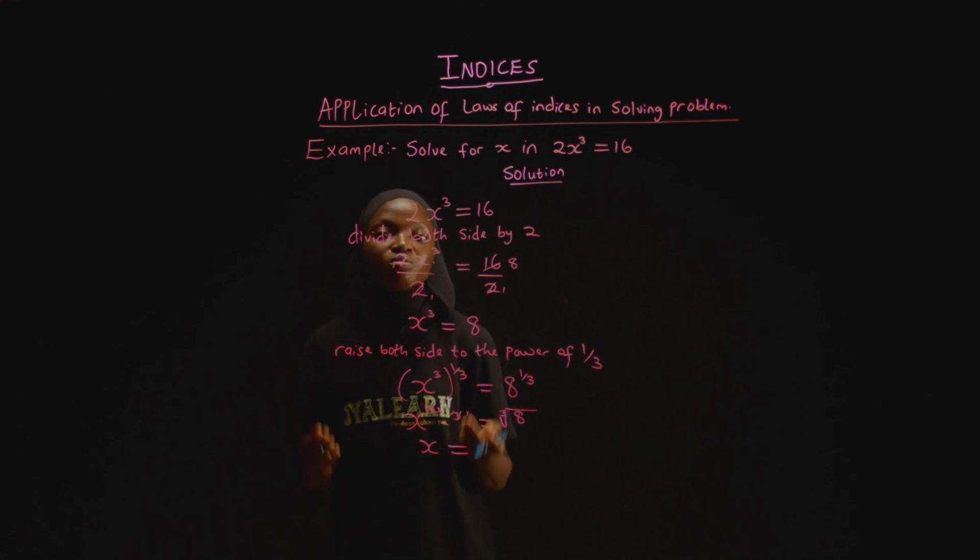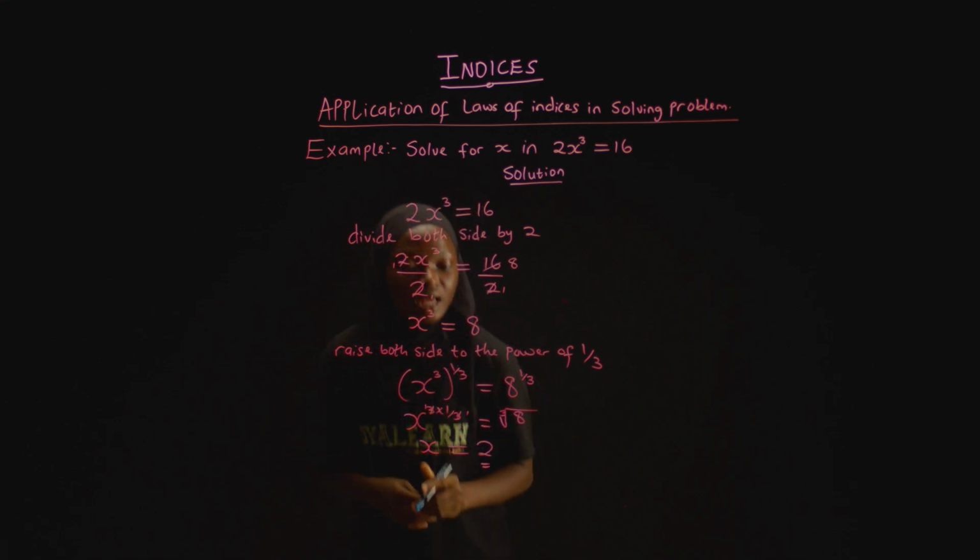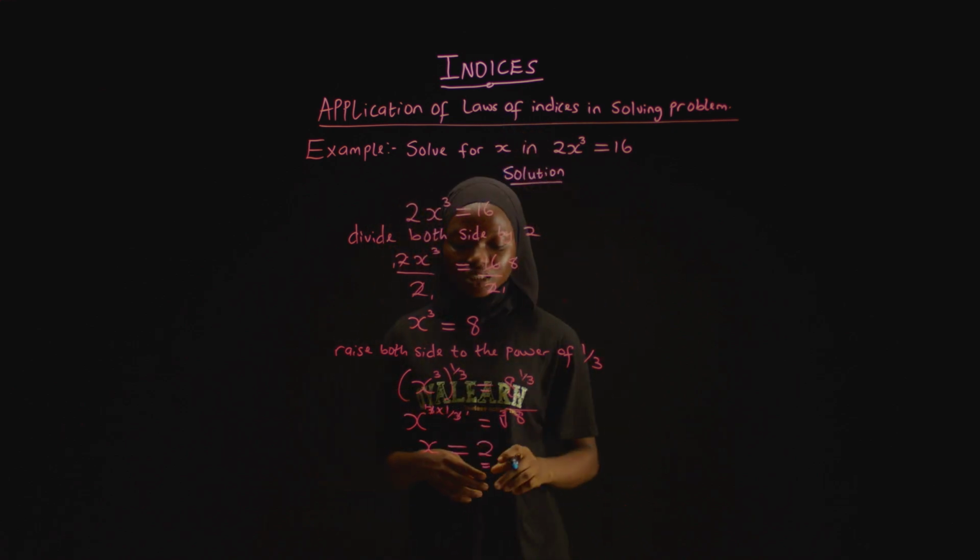A number so that when you multiply it by itself 3 times will give us 8. That's 2. And the x we have to find here will be equal to 2.